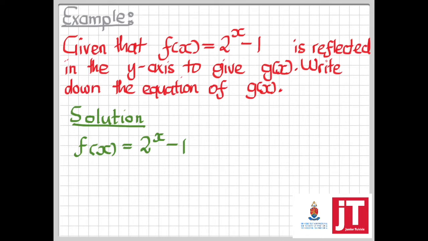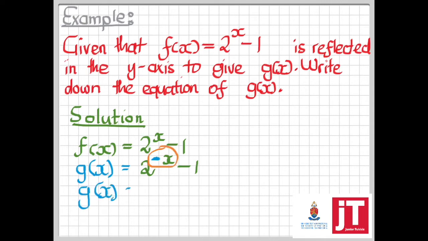But this one has been named g of x, so we start by saying g of x is equal to 2 to the power negative x minus 1. Knowing your exponents well, you don't want to leave your answer with a negative exponent, so you're going to write it as g of x is equal to half to the power x minus 1 as your final answer.